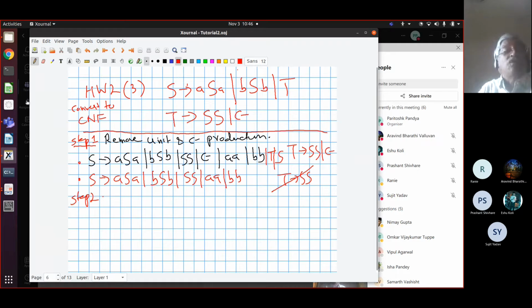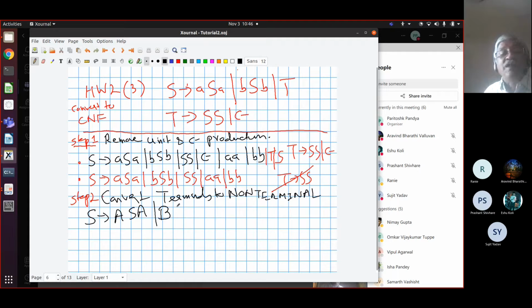Okay. What is step 2? Convert terminals to non-terminals, because you cannot have a mixture of terminal and non-terminal, right? So how do we do that? For small a we will write a capital A. So S goes to capital A, S capital A. For small b we will write B, S capital B. This is a new non-terminal.